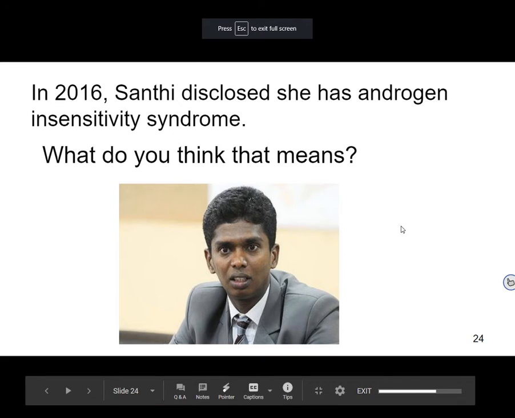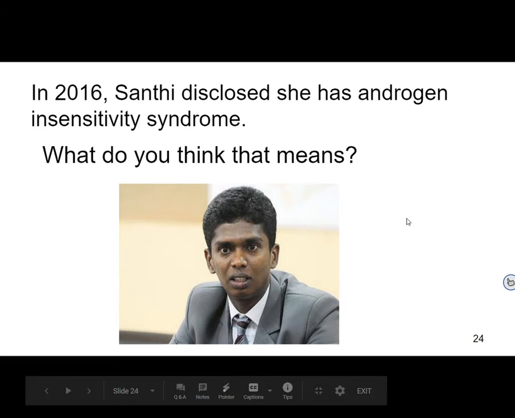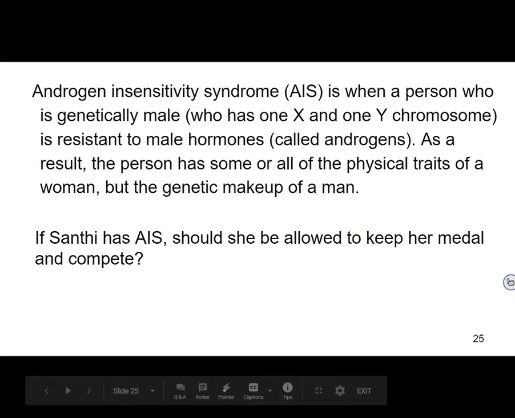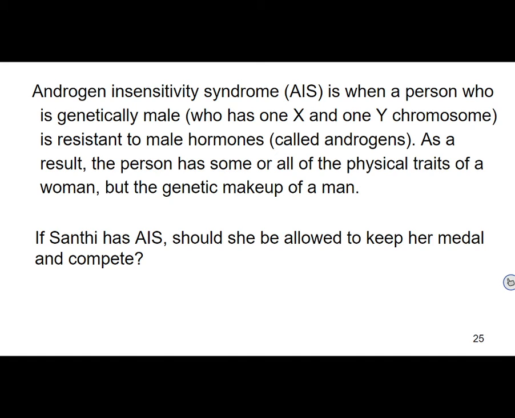All right, so in 2016, Xanthi disclosed she has androgen insensitivity syndrome. So I would ask the kids, what do you think that means? And they would kind of talk and discuss, but then I'm going to tell them what that is. It's when a person who is genetically male, who has an X and a Y chromosome, is resistant to male hormones called androgens. As a result, the person has some or all of the physical traits of a woman, but the genetic makeup of a man.